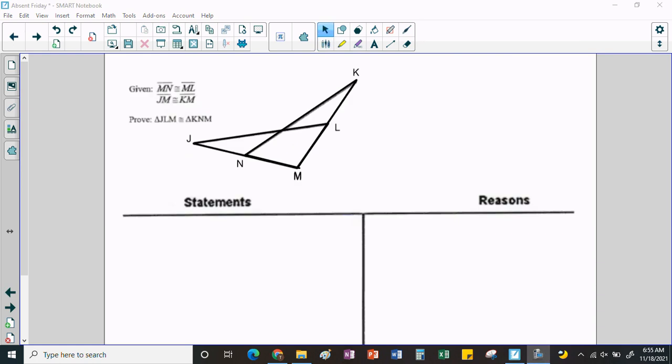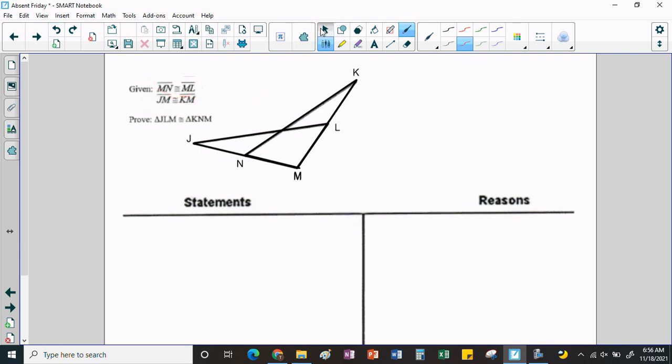In the problem on the bottom, we're doing a proof involving overlapping triangles. When we mark the given, you're probably better off taking a moment and drawing two separate triangles. If you can do that, it can make the problem much, much easier to do. So you want to think of this not as one big weird looking shape, because when you start marking the given information, MN congruent to ML, you put a mark on this side, and you may not be sure which thing you have just marked congruent.